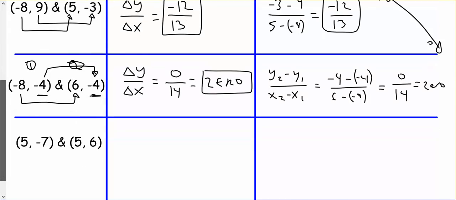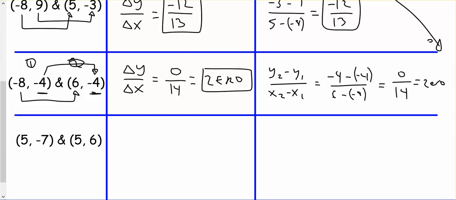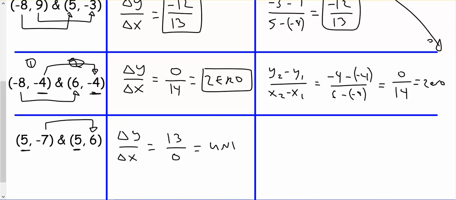Our last one, what do we notice here? We've got the same x values. And we know when our x values are the same, we should get an undefined answer. So change in y over change in x. My change in y from -7 to go to 6, we're going up 13. But my change in x from 5 to go to 5, we're not moving at all, so we're just going 0. So anytime we divide by 0, our answer is undefined.